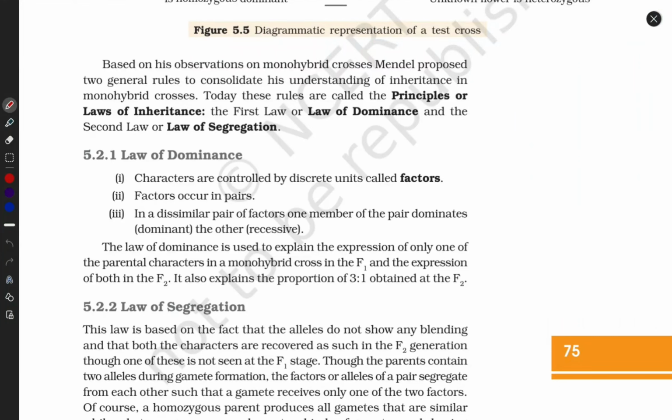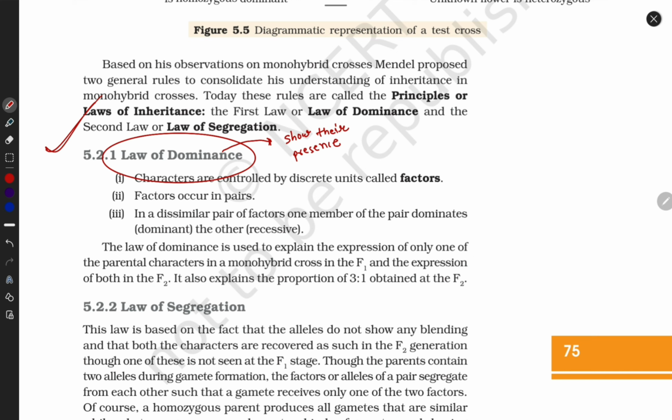Okay guys, let's begin with Mendel's inheritance laws. Let's discuss them one by one. Law of dominance. What do you understand by dominancy? It means they can show their presence.